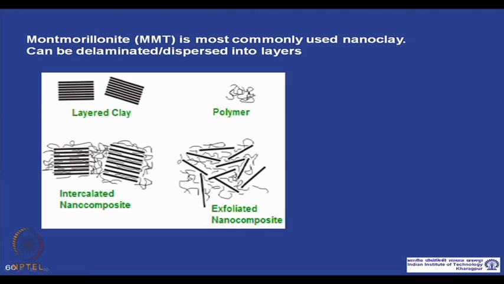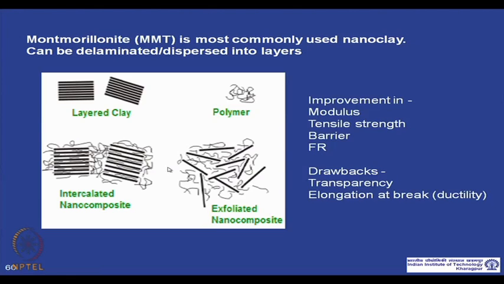And that happens if there is very good interaction between the polymer matrix and the surface of this clay. There could be an intermediate scenario between these two, where the layers are separated to some extent with the polymer chains in between, and we call this an intercalated nanocomposite. Obviously, to improve property, this type of exfoliated nanocomposite with nano clays is always preferred.